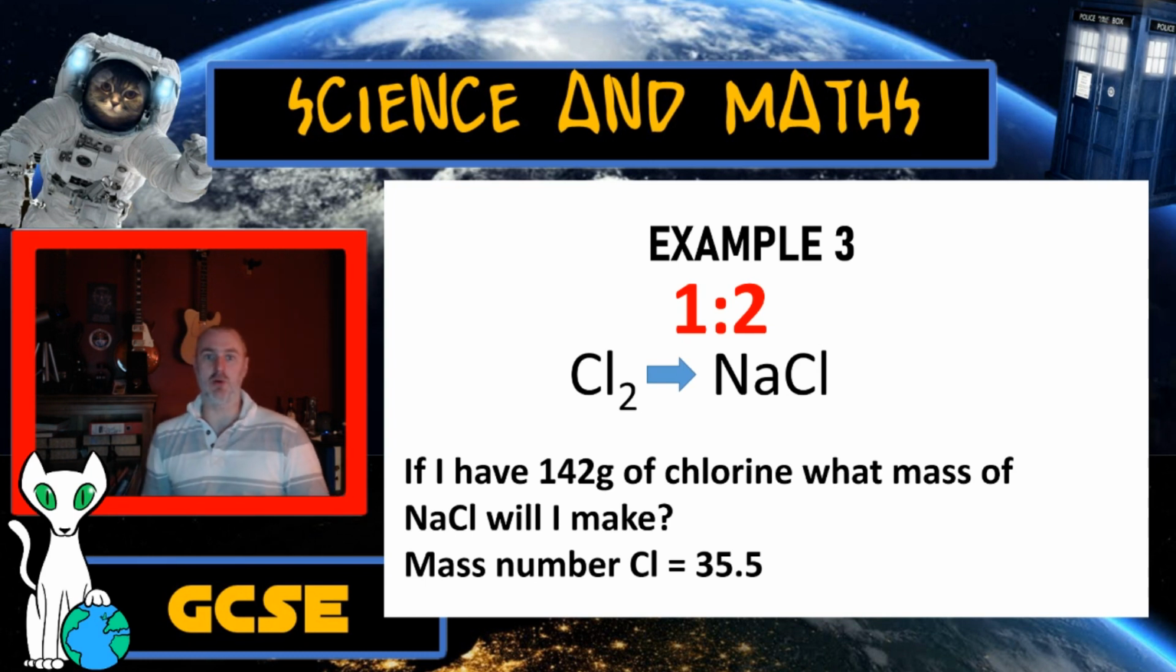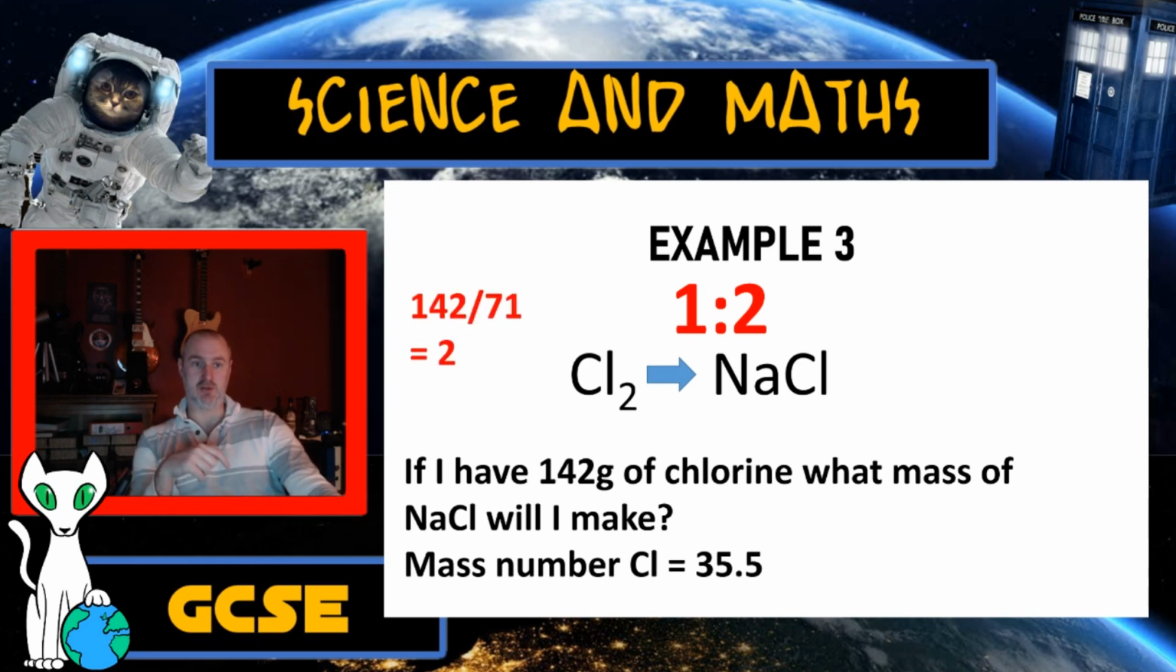So how many moles of chlorine do I have if I have 142 grams? Well, chlorine gas is Cl2. We can see at the bottom of the screen that chlorine has a mass number of 35.5. So 35.5 plus 35.5, because it's Cl2, gives us 71 grams per mole. But I have 142 grams. So 142 grams divided by 71, which is the molecular mass, gives us 2 moles.